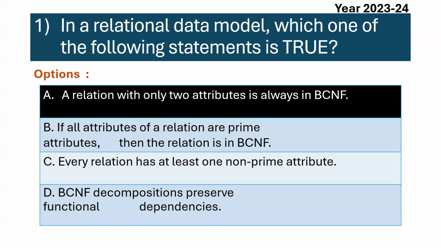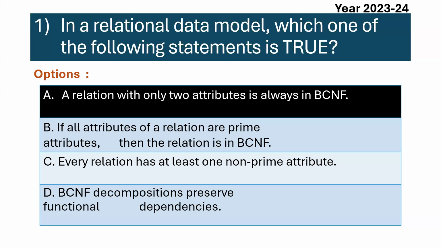So in the relational data model, which one of the following statements is true? A: A relation with only two attributes is always in BCNF. B: If all attributes of the relation are prime attributes, then the relation is in BCNF. C: Every relation has at least one non-prime attribute. D: BCNF decomposition preserves functional dependencies.